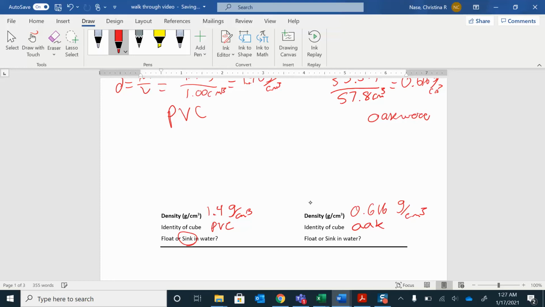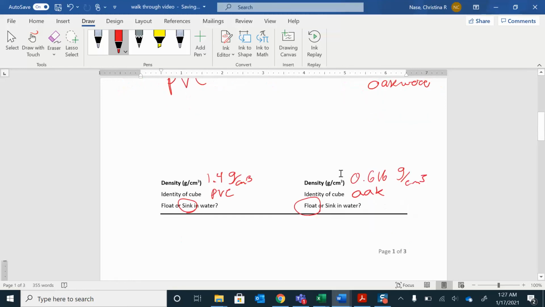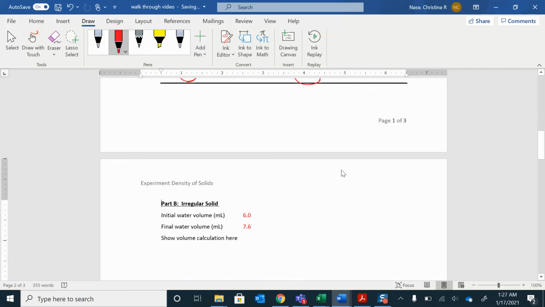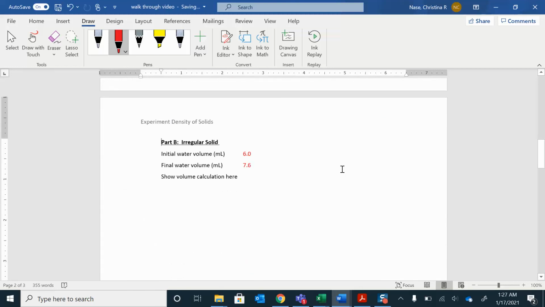And what I expected to sink or float. So this time it's less than 1. So again, density of water is 1 gram per milliliter, or 1 gram per centimeter cubed. A milliliter is a centimeter cubed. They're the same thing. So I would expect this guy to float, right, because it has a lower density. Right, so that's the first part. Those are regular solids where we just measured length times width times height of a cube.